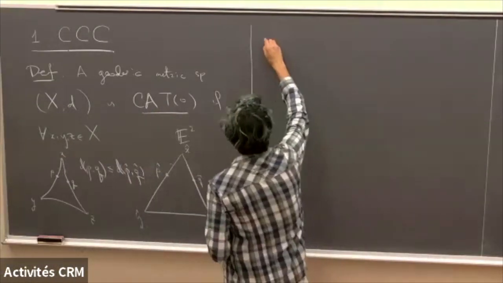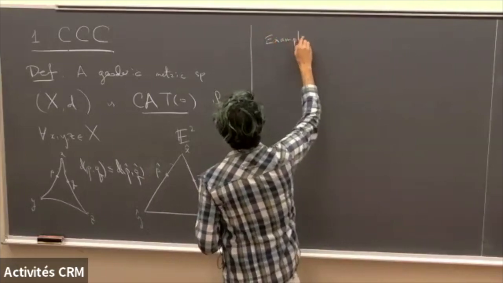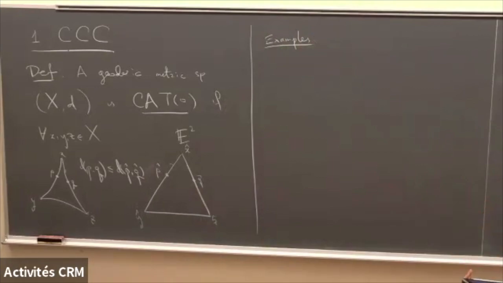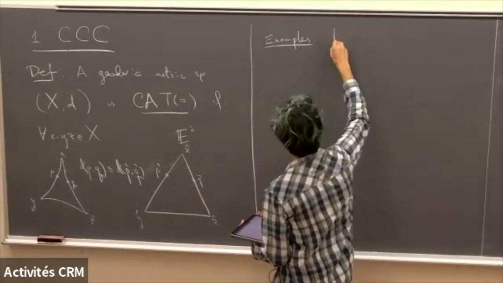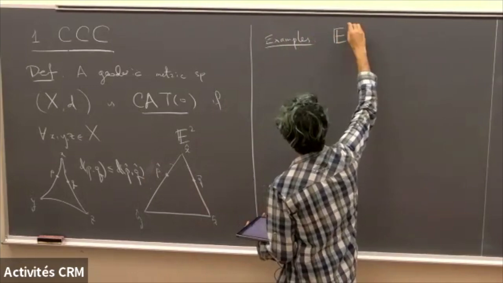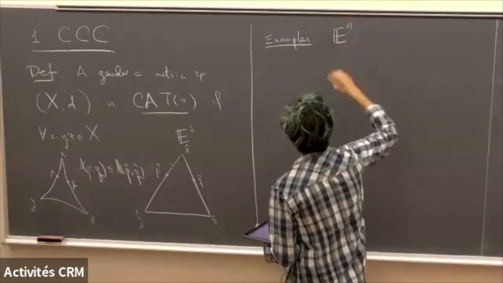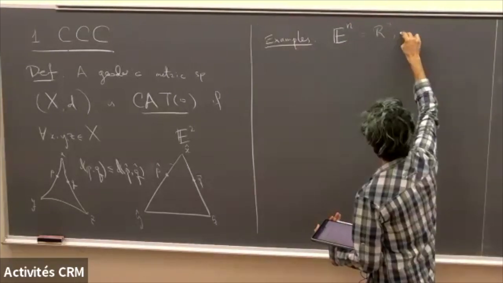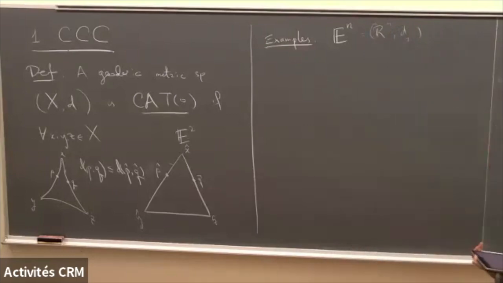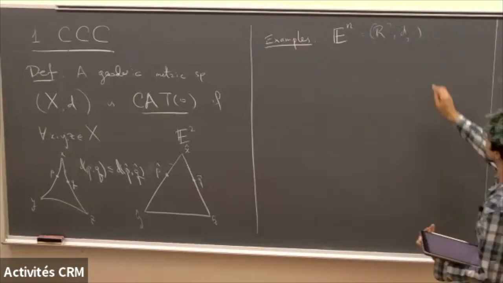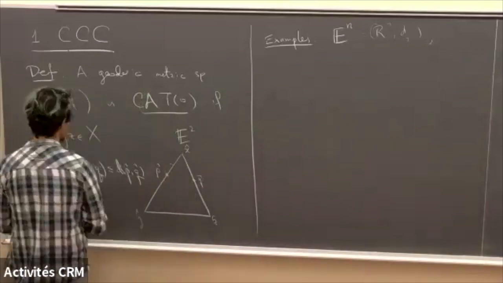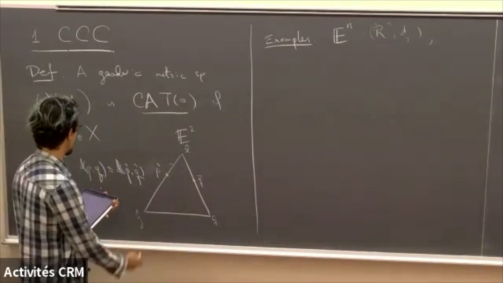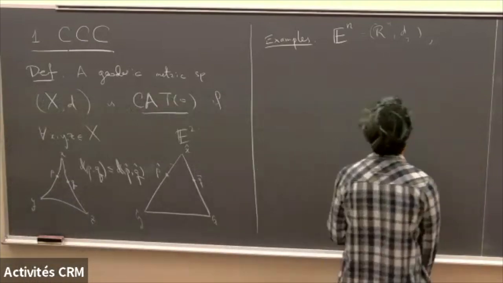And let's see examples. So the examples are really going to be, let's say, exercises. I'm not going to say much about them. So maybe the first example is just the Euclidean space, En, Rn with the Euclidean metric. Okay, this is quite clear, right? I mean, the comparison triangle is basically the same as the triangle in our space, especially in E2. And so you get an equality and not an inequality.